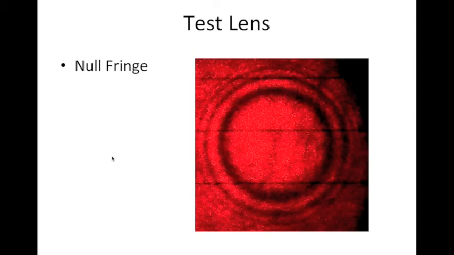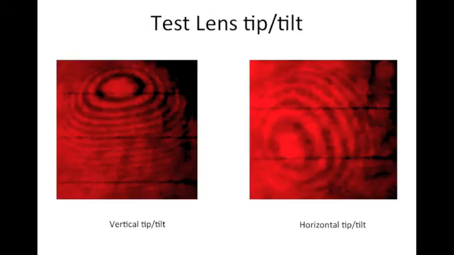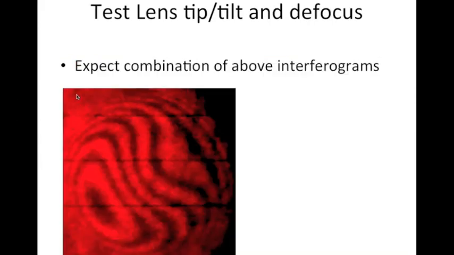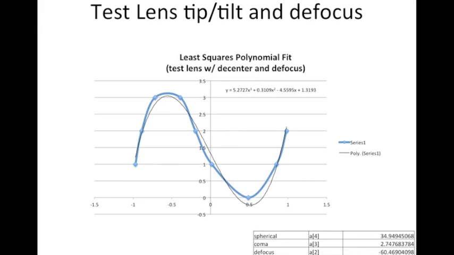This is the null fringe for the test lens, and as we added defocus we observed the same effects as with the test mirror. When we added tip tilt, vertical or horizontal, the fringe pattern became off-centered vertically or horizontally depending on the tip tilt adjusted, as shown in these two interferograms. And when we added tip tilt and defocus, we expected a combination of the above, which is what we kind of see here. From this, we were able to obtain the following data, and we were able to perform a least squares fit, and it resulted in the following wavefront coefficients.